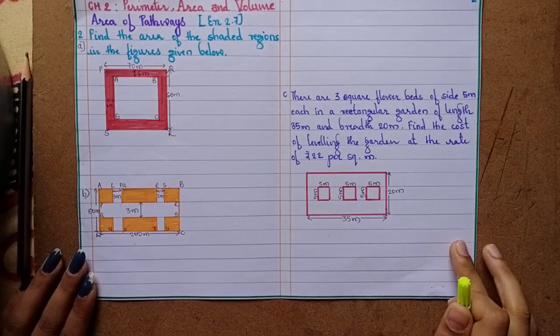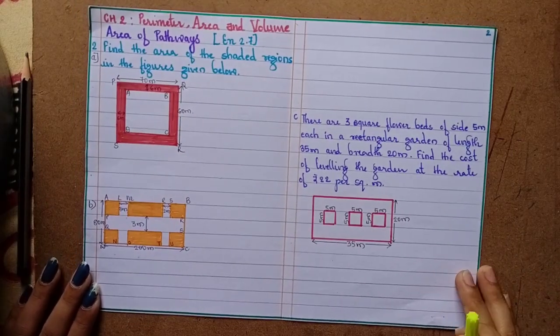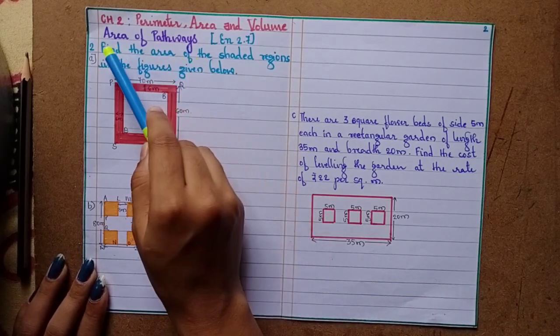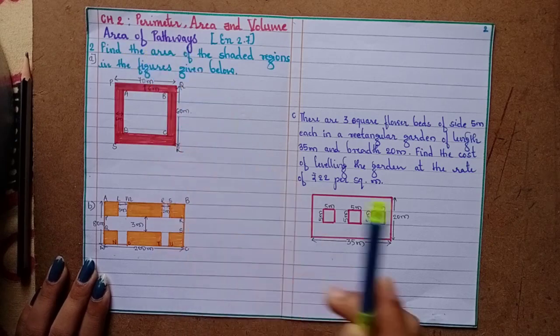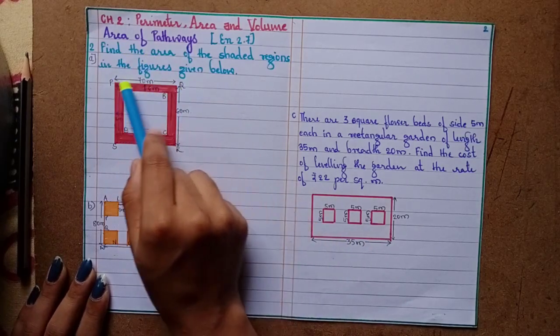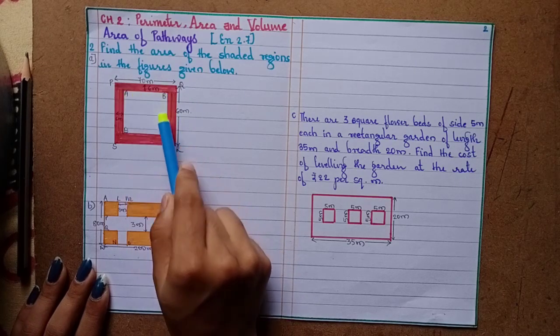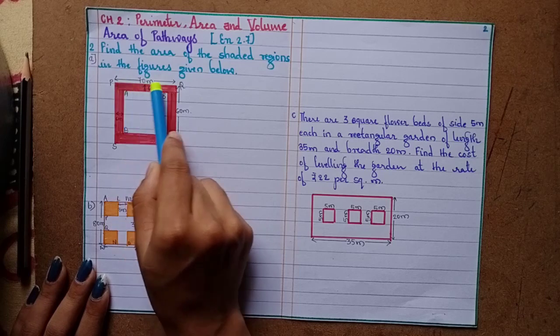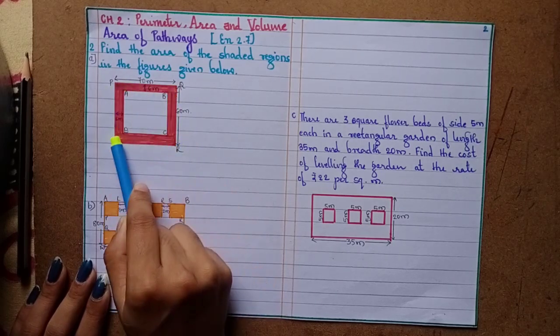Now here we have to find the area of the shaded part. Just see the example here. We are going to use the technique of finding the area of pathways. For that, we first find the area of the big figure, and then the area of the small figure, and when we subtract the area of the small figure from the area of the big figure, that will give us the area of this pathway, meaning this shaded part.